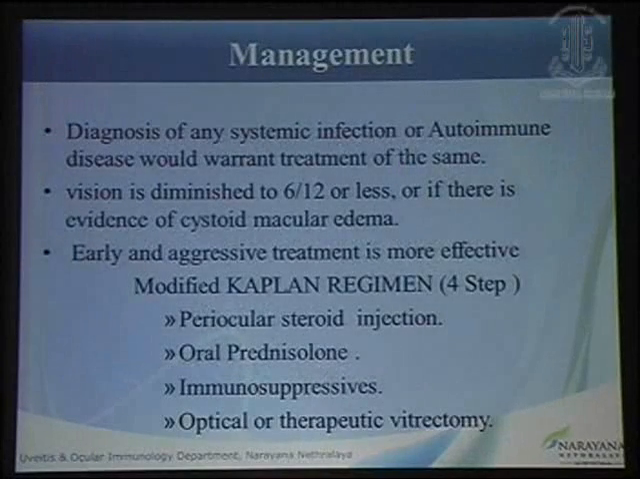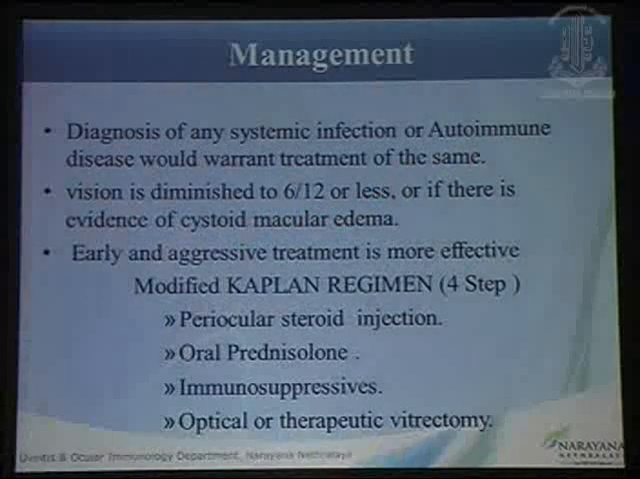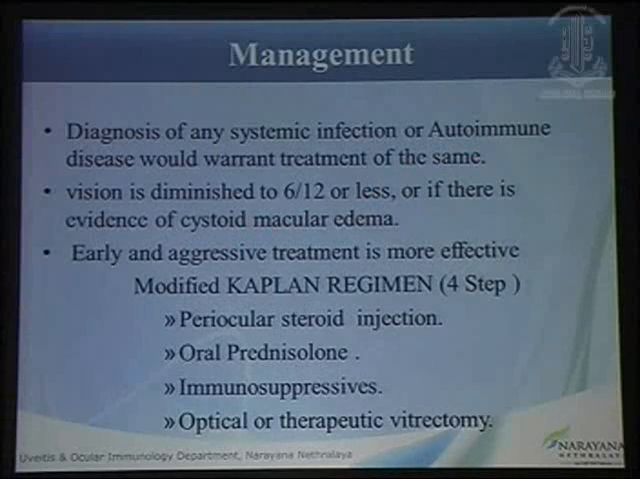Coming to the management, the diagnosis of any systemic infection or autoimmune disease would warrant treatment of the same. There are different schools of thought. Whether the vision is diminished to 6/12 or less, you treat; or if the patient has associated cystoid macular edema; or if the patient has inflammation, irrespective of the visual acuity, we go ahead and treat. That's the second school of thought. The next: early and aggressive treatment is most effective. That is the one we commonly follow.